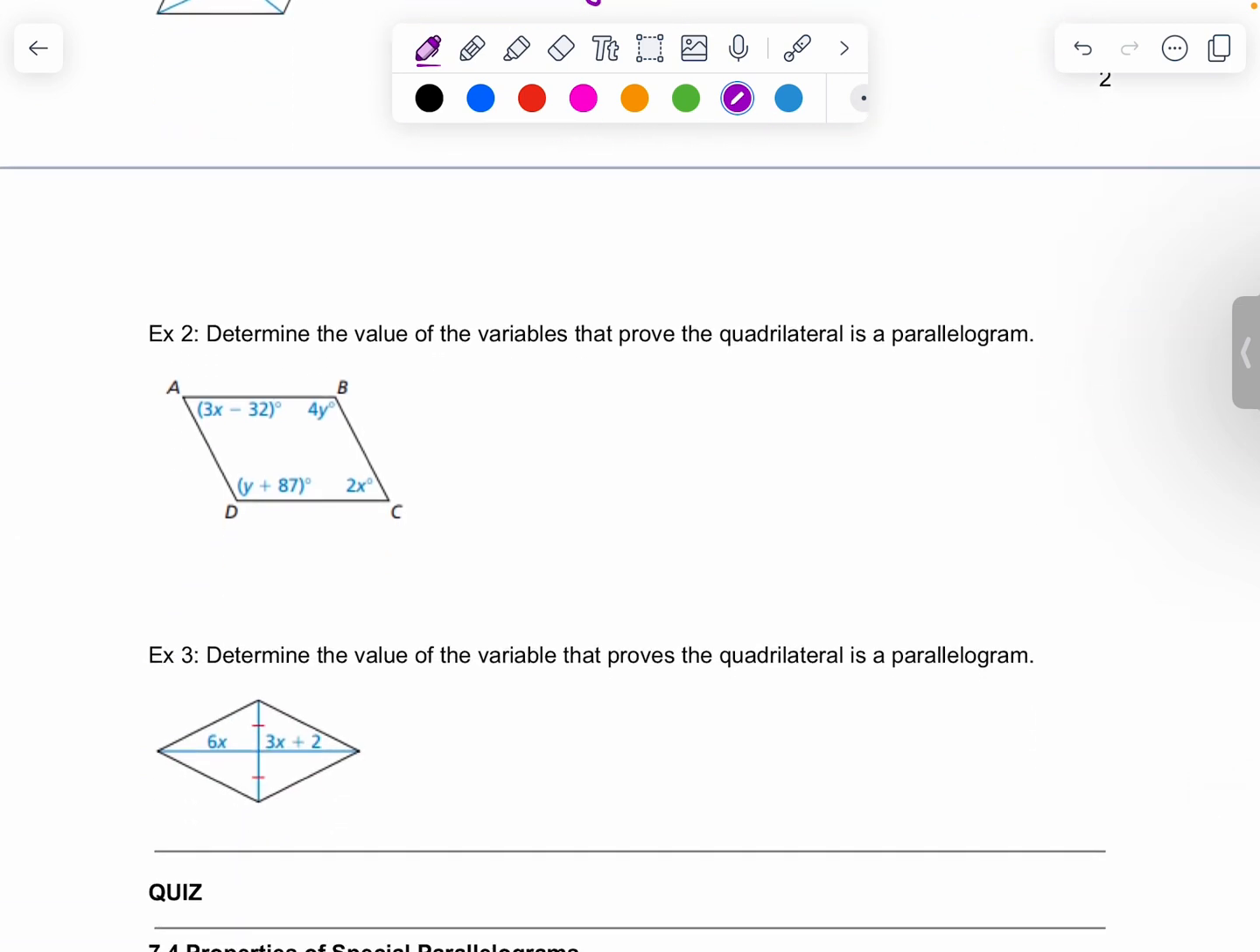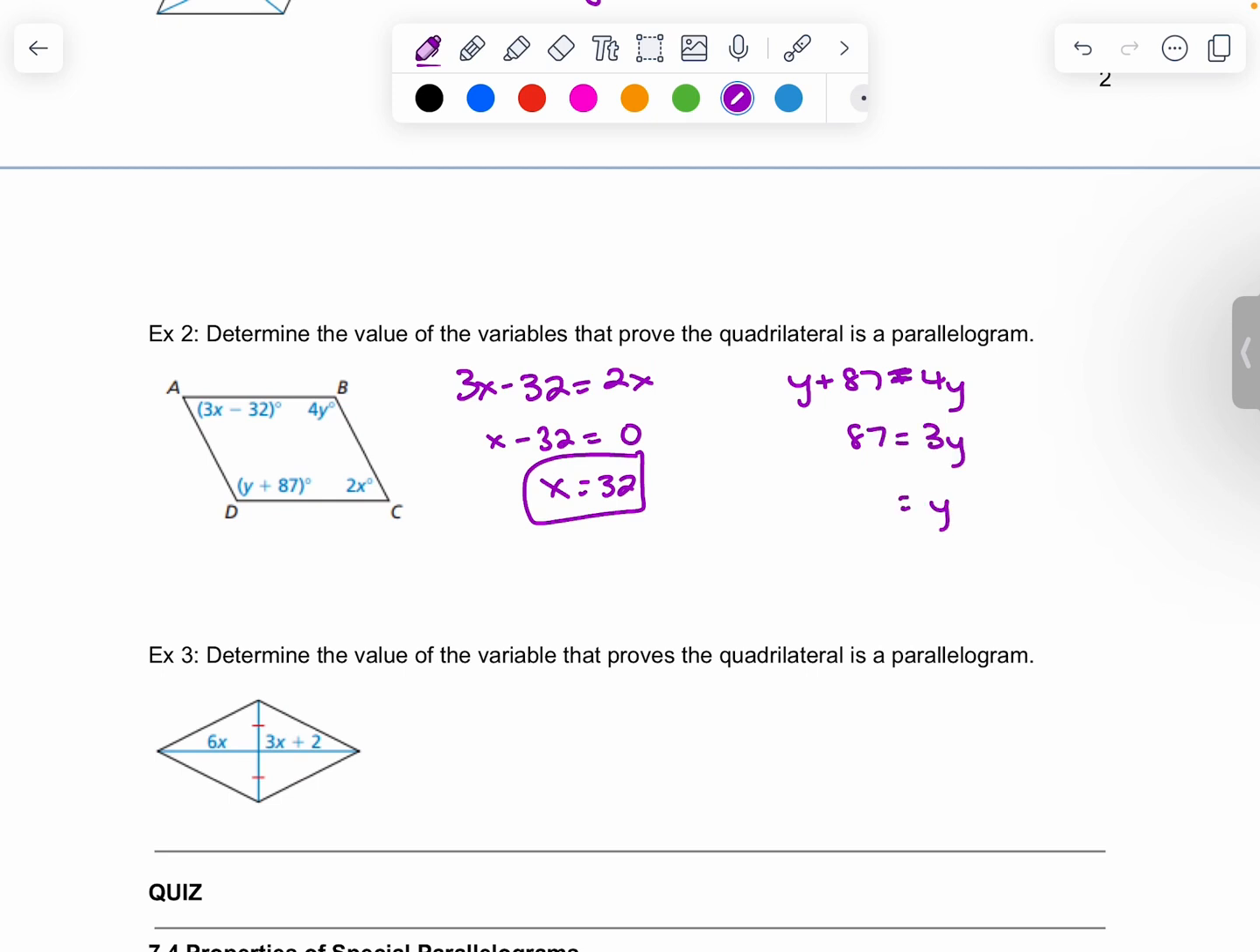So on this one, now you're looking more at the algebraic side of this. When you're looking at this, we can see that your opposite sides would be congruent. So 3x minus 32 would equal 2x, and you're just solving for x. X is 32. And then on the y's, obviously setting those equal to each other, and you'd get 29.